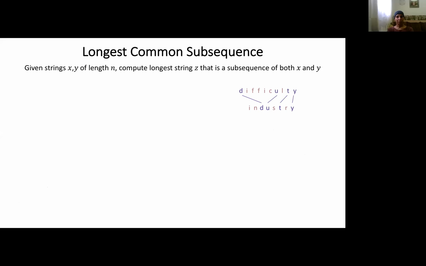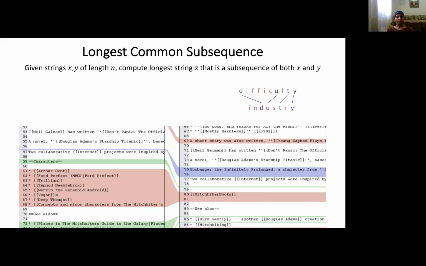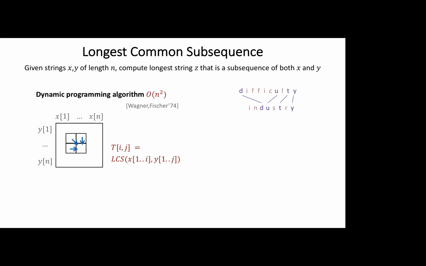If you have the strings "difficulty" and "industry", and you're looking for the longest common subsequence, then this turns out to be "duty". It's used all over the place for differential file comparisons, and this here is a comparison of two different versions of a Wikipedia file. The algorithm that we teach to undergraduate students to compute the longest common subsequence is this dynamic programming algorithm that runs in n squared time, right?